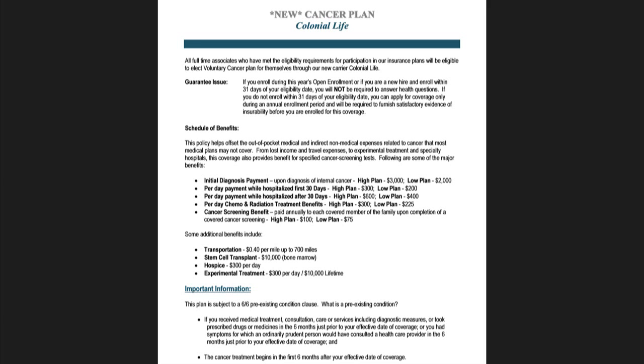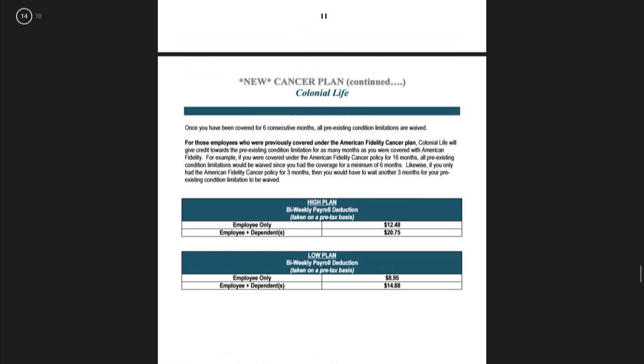If you had the cancer policy for 3 months with American Fidelity, you would be given 3 months credit, have the policy for 3 more months, and then after that time, all pre-existing conditions are waived. And here you see the 2 different plan options and the cost.